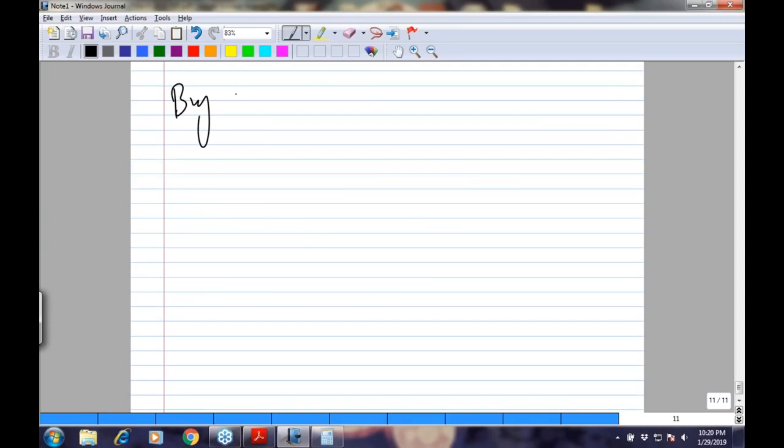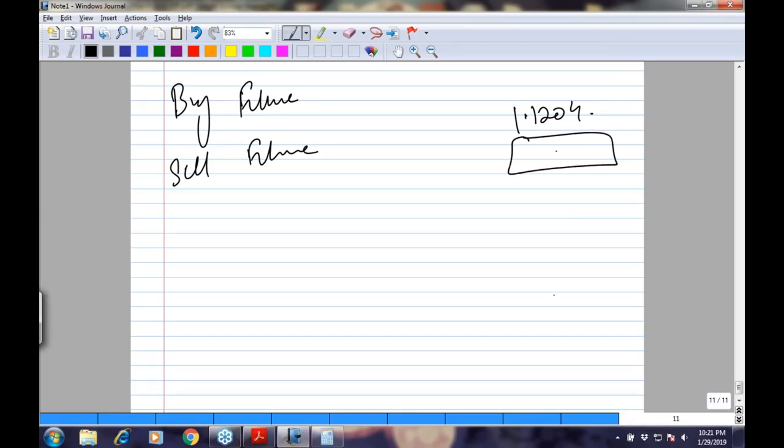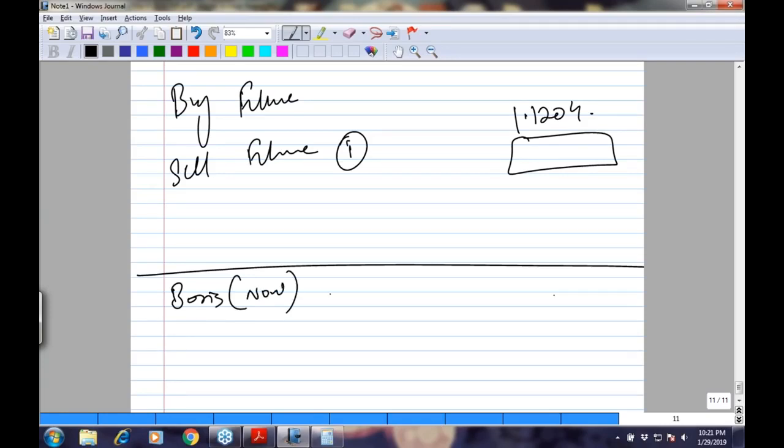We actually bought the future, and the price at which we bought it was 1.1204. We now need to sell the future contract. So what is going to be the price of the future contract when we are actually going to sell it? We need to estimate the price. How do we estimate the price? I'm going to take a few steps. First of all, you calculate the basis.